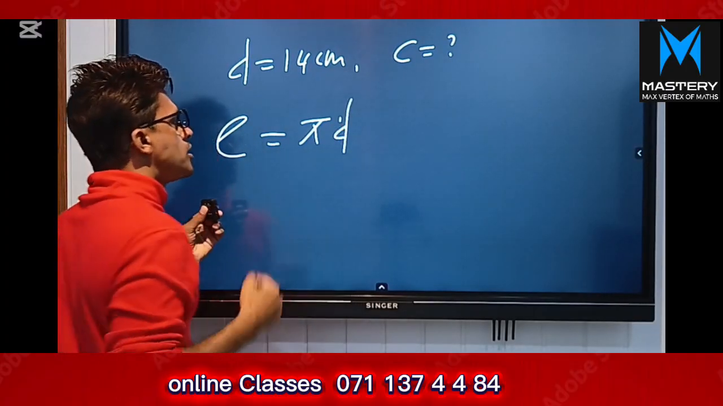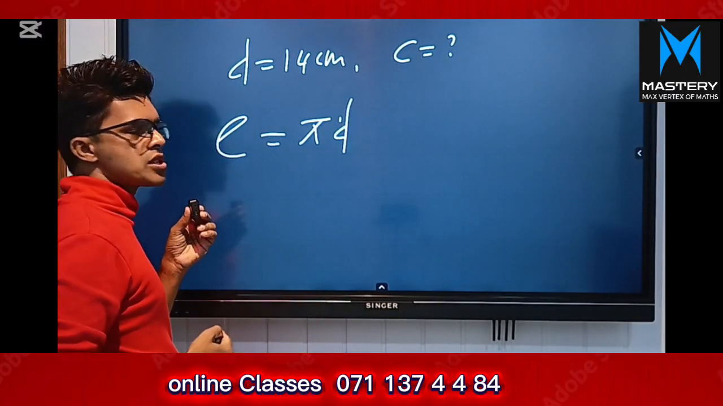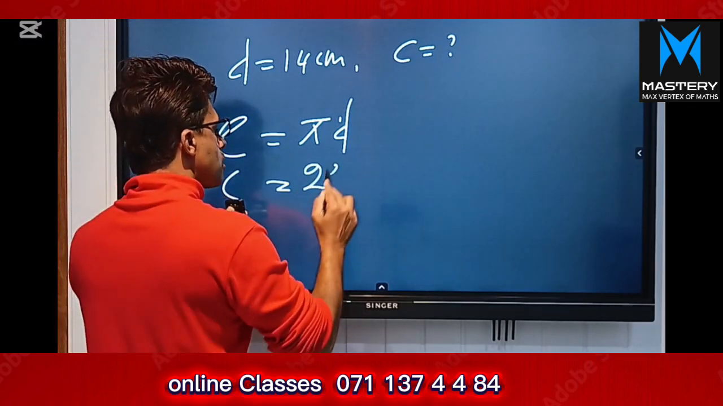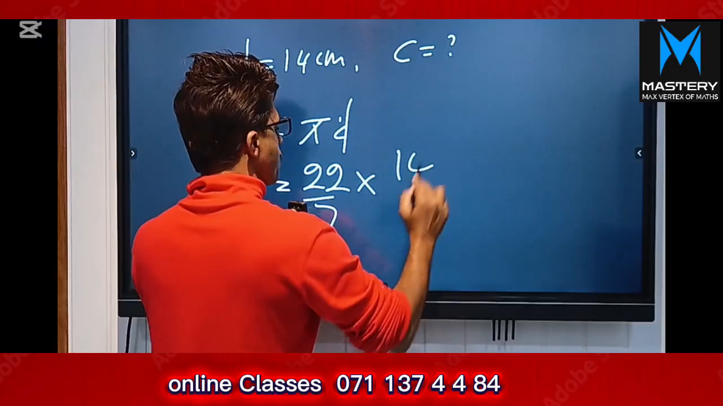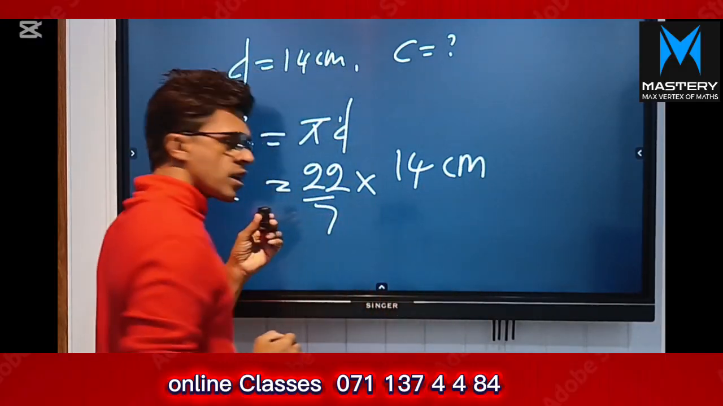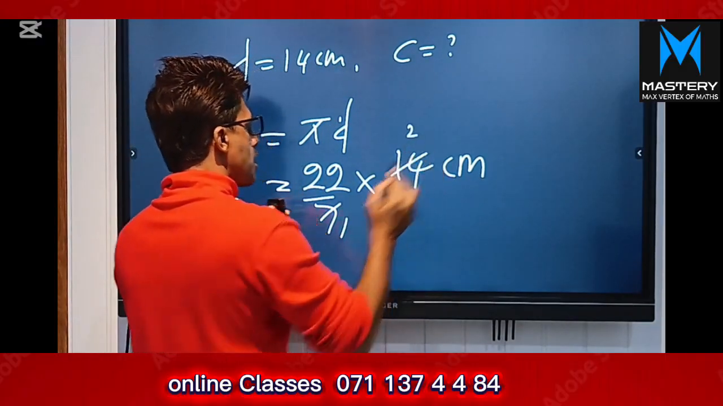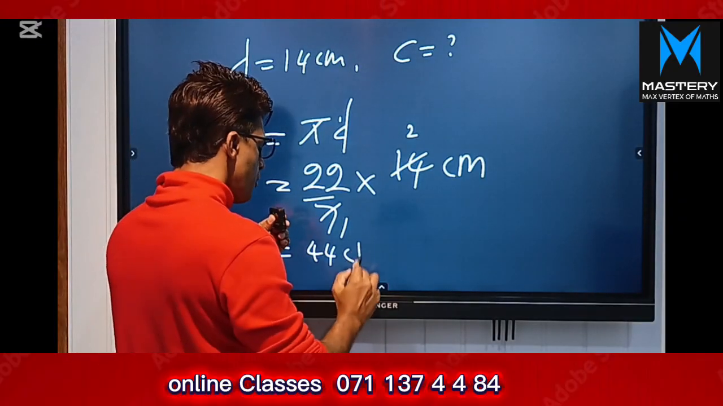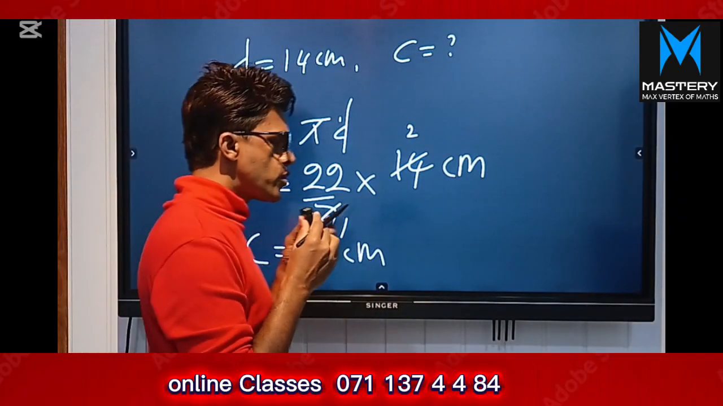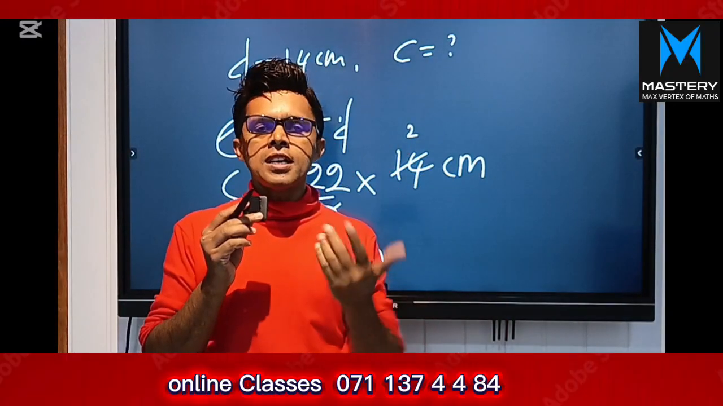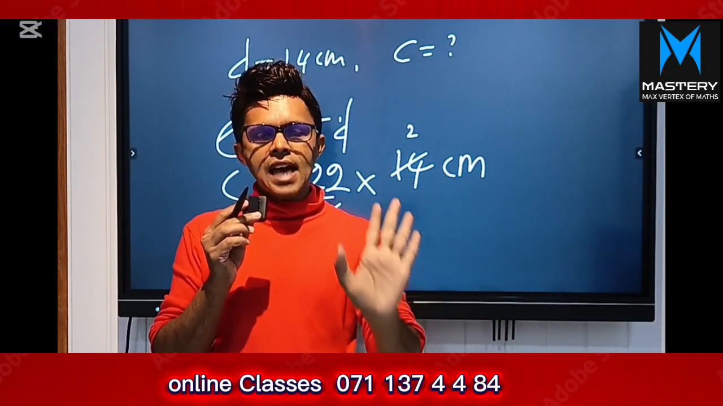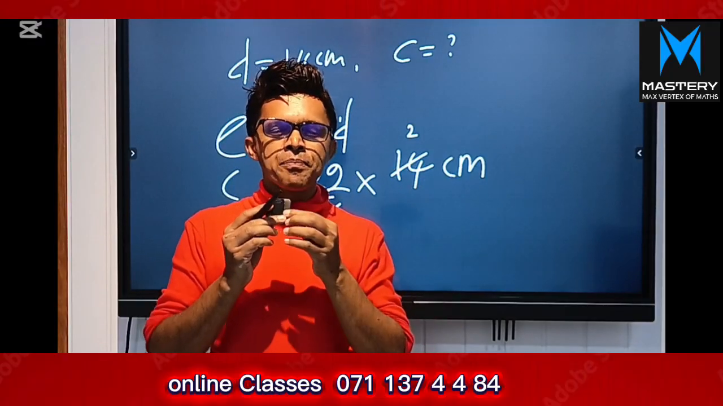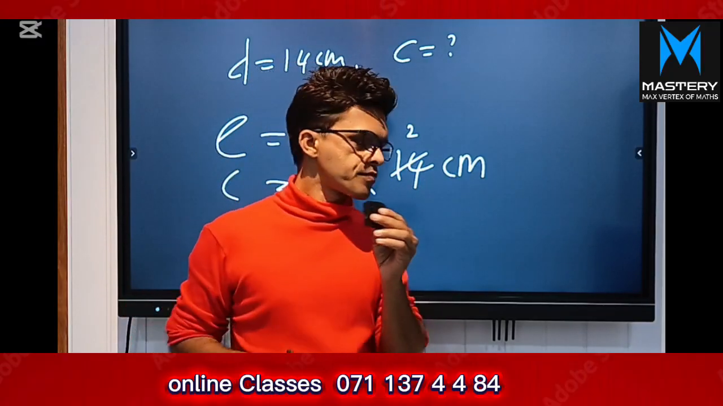Instead of using c equals 2 pi r, this can be used when you know the value of d. Pi equals 22 over 7, d equals 14 cm. Now simplify that. 1 time, 2 times, 2 times 22, 22 times 2 is 44. So right now you know that when the value of d is given, the value of c can be obtained using the formula c equals pi d.